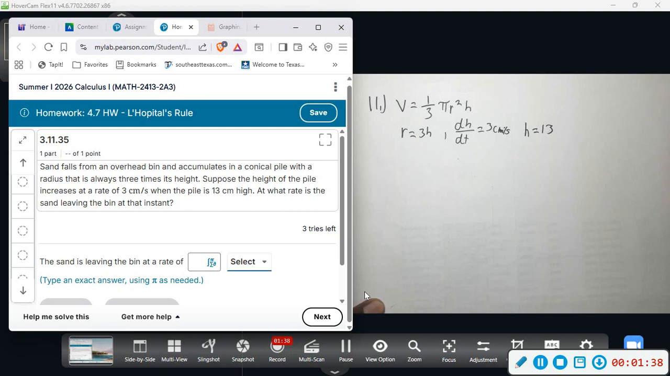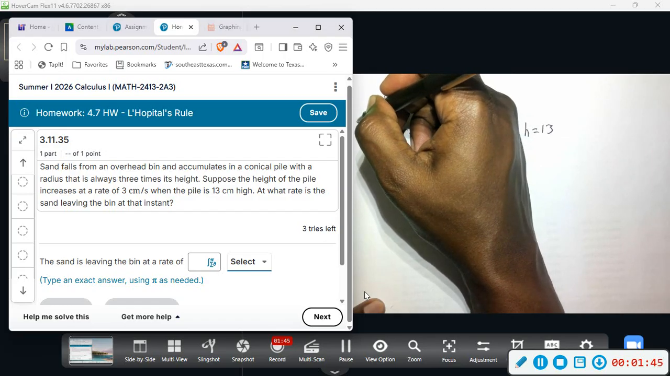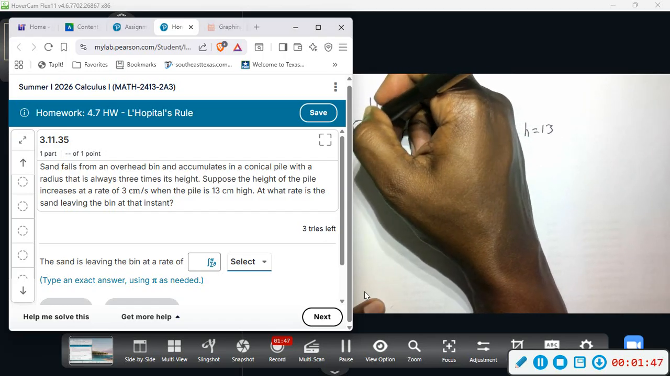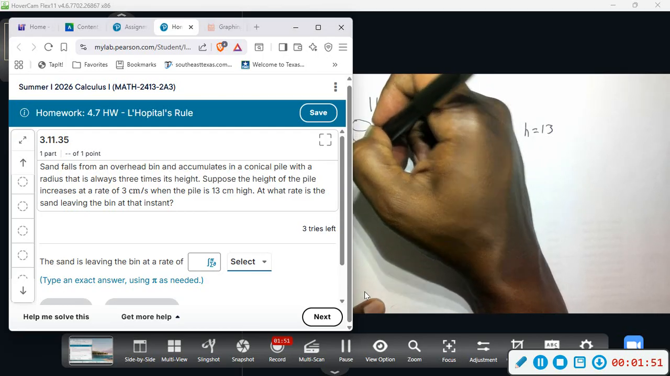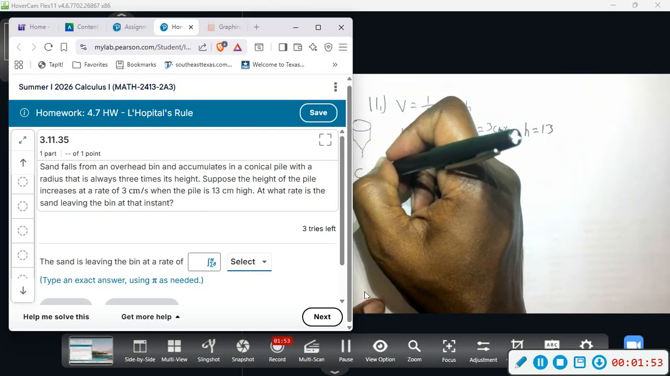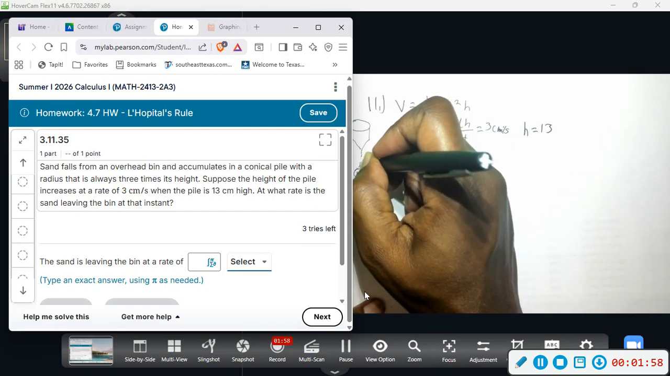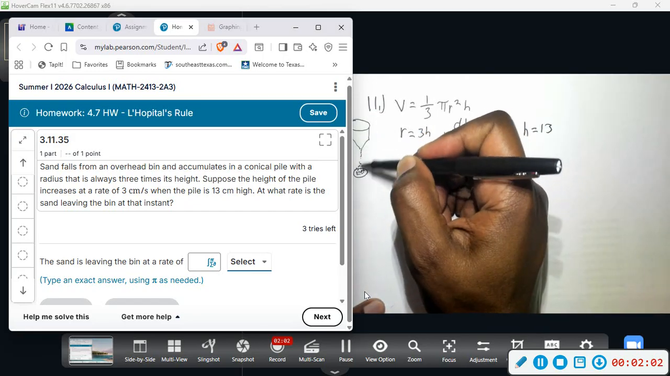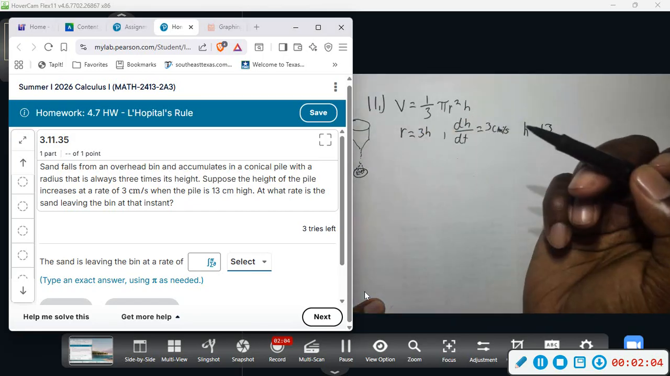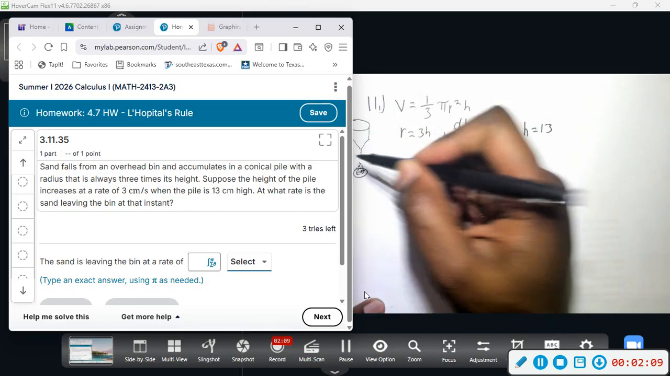All right, we want to find the rate at which the sand is leaving the bin. So you don't really have a drawing, but let's just say we have some kind of bin up above, dropping sand out, and it's coming into a pile and building up in the shape of a cone. The rate at which it's leaving should also be the same as the rate at which it's piling up. So we just find the rate at which it's leaving or piling up, and that should be the same.